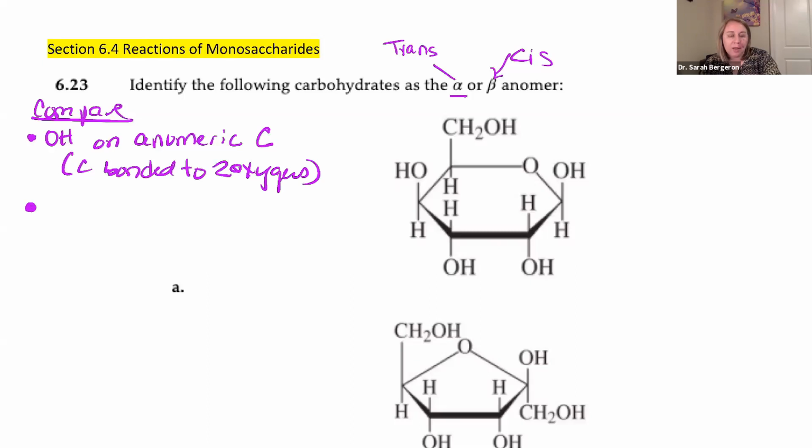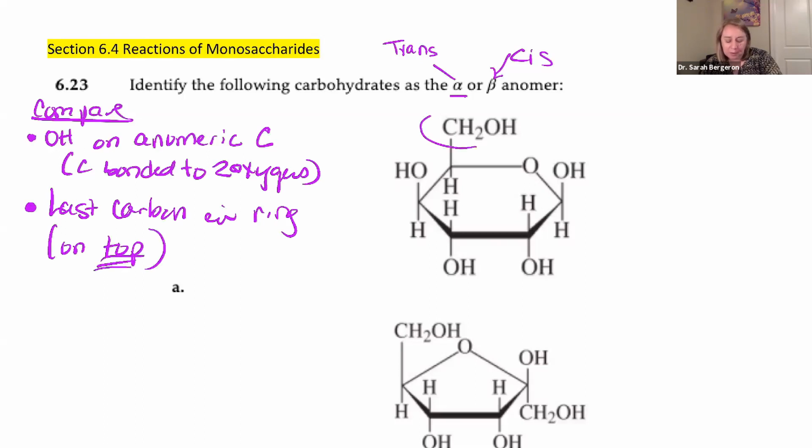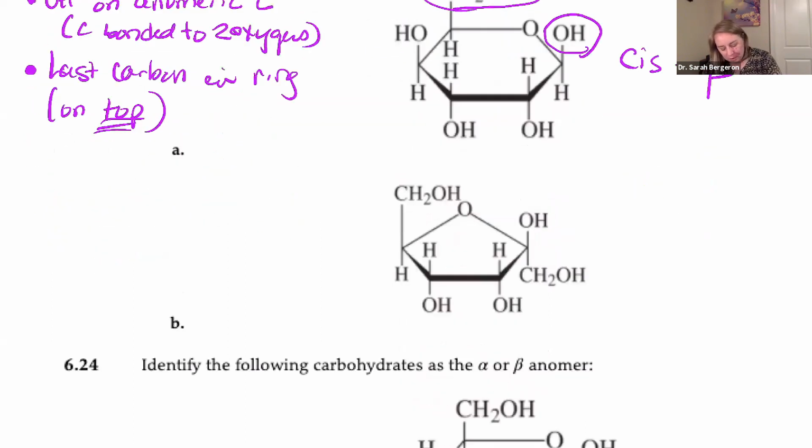And you're going to compare that to the last carbon in the ring. And this is the one that's on top. So it would be this one and this one. These are the two things we're looking at, right? So are they both above, or is one above and the other below? They're both above. So if they're both above, they are cis, and cis means beta, okay? Okay, let's do the next one.